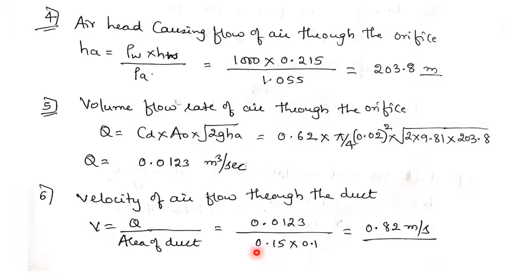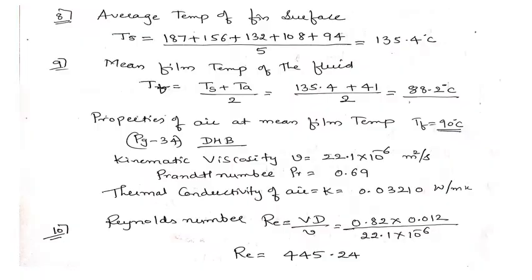So area of the duct is breadth into width, that is 150 mm into 100 mm, it is 0.15 into 0.1 meter, so it is 0.82 meters per second is the velocity of air which is flowing through duct. So next we will calculate the average temperature of the fin surface, that is TS is given by all the temperature, that is T1 plus T2 plus T3 plus T4 plus T5 divided by 5. So my average temperature is 135.4 degree centigrade.